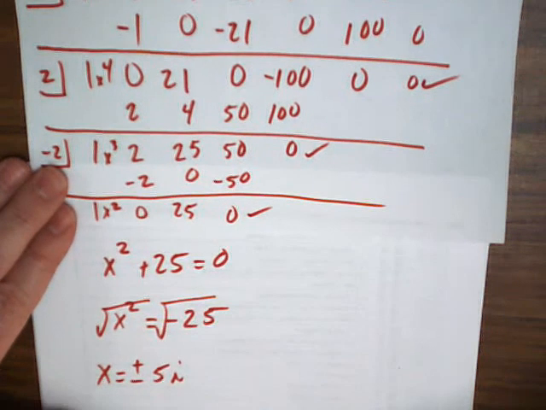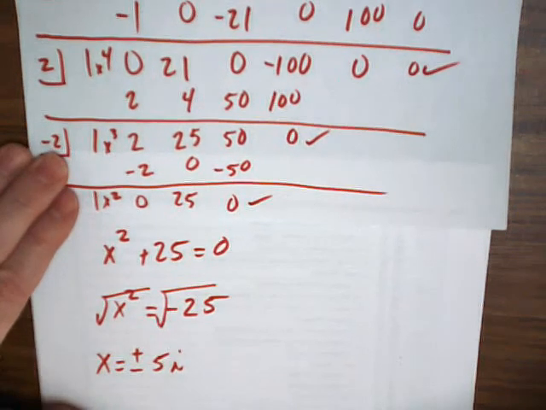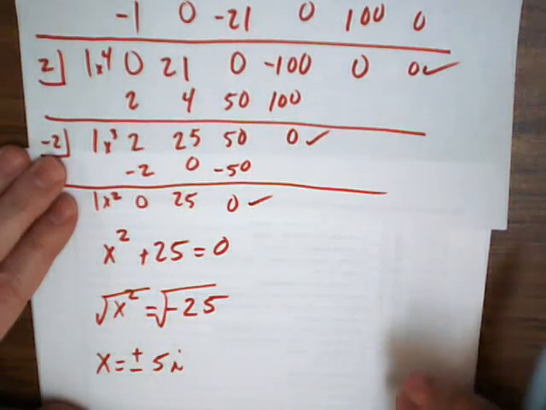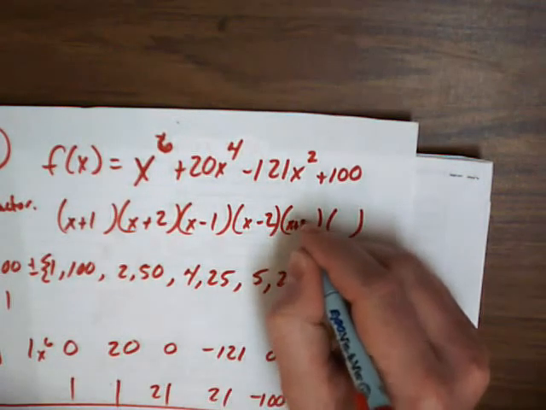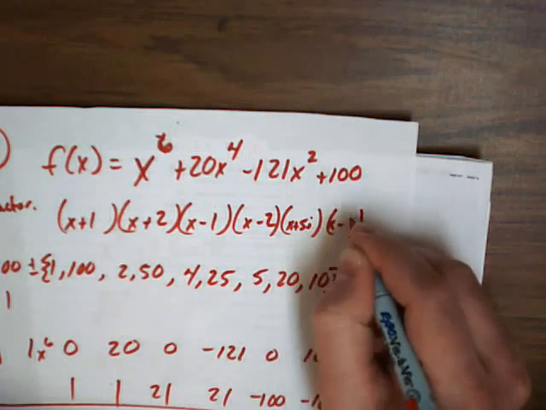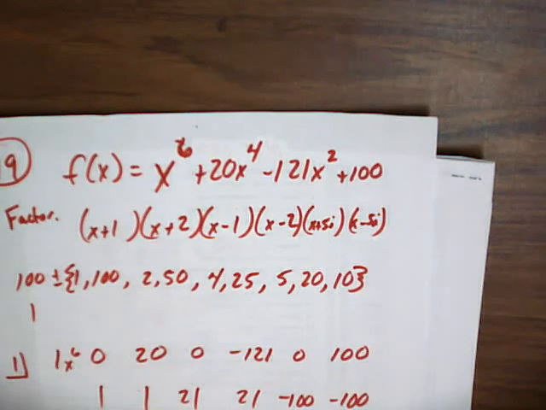Took a big jump there. Square root of 25 is 5, and since it was negative, you use 5i. So there's my other two answers: x plus 5i and x minus 5i. I've got all 6 of them.